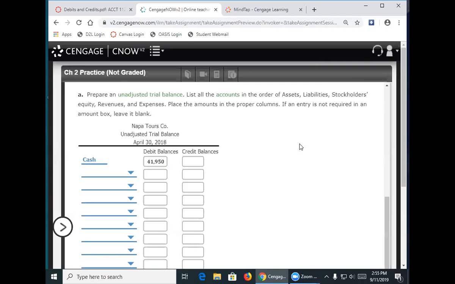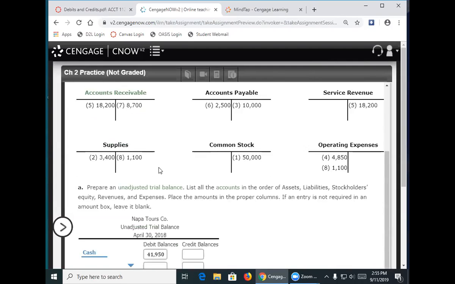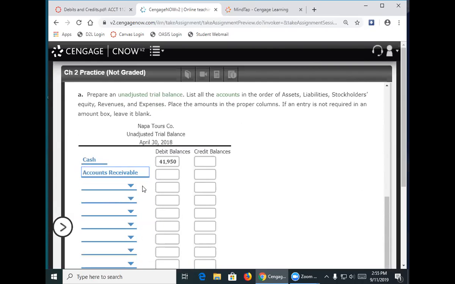Okay? And then I would just list the rest of my accounts. So the next one is accounts receivable. Well, accounts receivable is also an asset, right? So I would take a debit of 18,200 minus a credit of 8,700. And what would my balance be? 9,500. Very good, 9,500. So we're subtracting. And is that a debit or a credit balance? Debit, very good. Because again, accounts receivable is an asset. So accounts receivable will have a debit balance of 9,500.